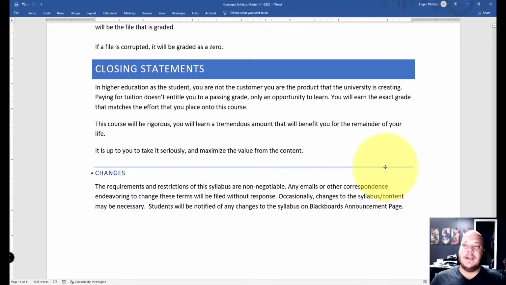And closing statements. In higher education, student, you are not the customer, you're the product that the university is creating. Paying tuition does not entitle you to a passing grade, only an opportunity to learn. You will earn the exact grade that matches the effort you place into the course. This course will be rigorous. You will learn a tremendous amount that will benefit you for the remainder of your life. But it's up to you to take it seriously and maximize the value from the content.